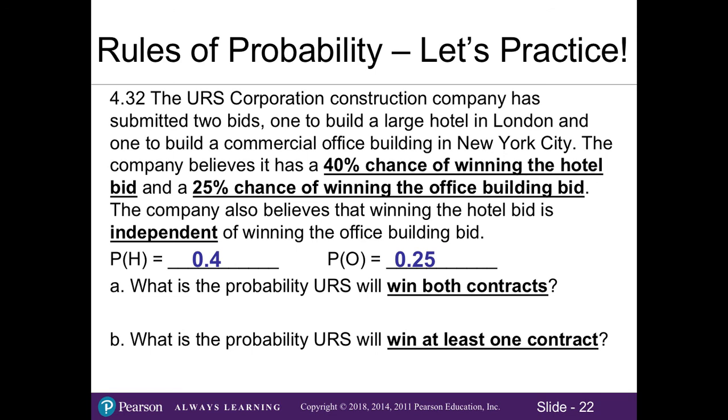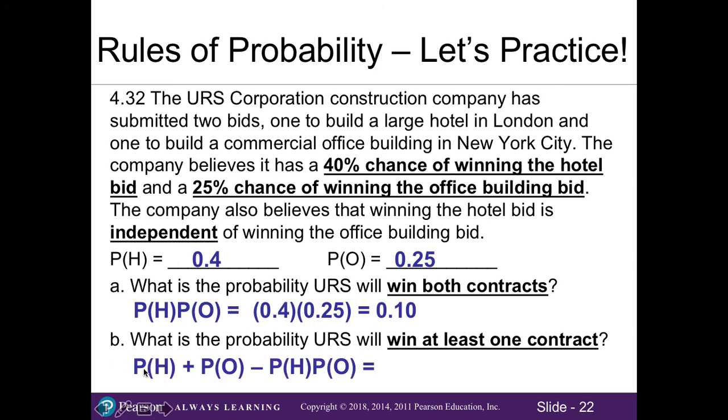The probability that the company will win both contracts is our multiplication rule of independent events, where I'll take 0.4 times 0.25, which gives me 0.10 chance of winning both bids. Let's look at what is the probability that URS will win at least one contract. So in this instance, we would take the probability of winning the hotel plus the probability of winning the office building and subtracting the probability of winning both contracts. And that gives us a probability of 0.55 of winning at least one contract.